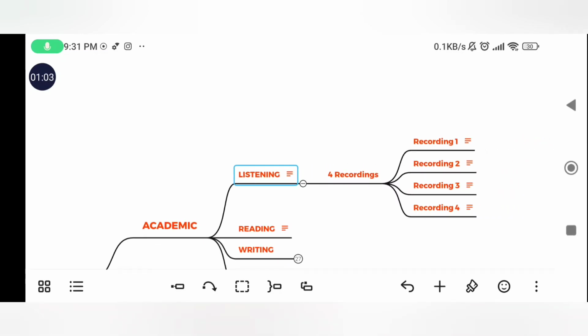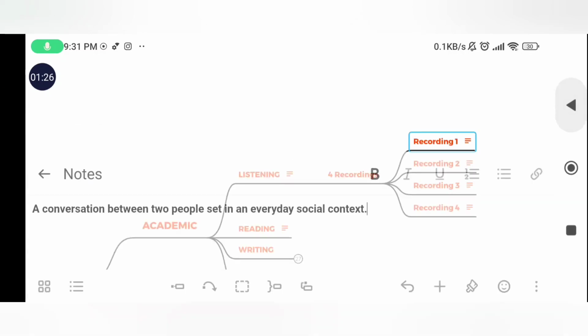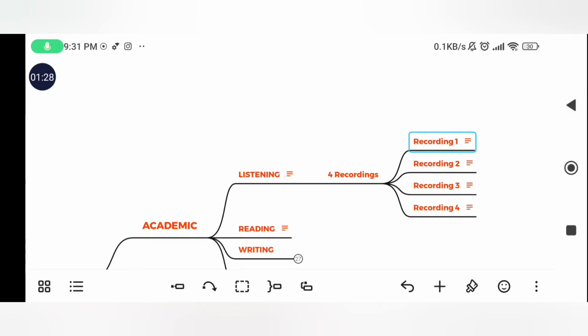Now, in listening you get four different recordings. You hear four different recordings in the complete duration of 30 to 35 minutes. When we talk about the first part, recording one, what happens in recording one? Recording one is a conversation between two people set in an everyday social context. It might be two people talking about their everyday routine, or two friends having a conversation about basic day-to-day things. That happens in recording one.